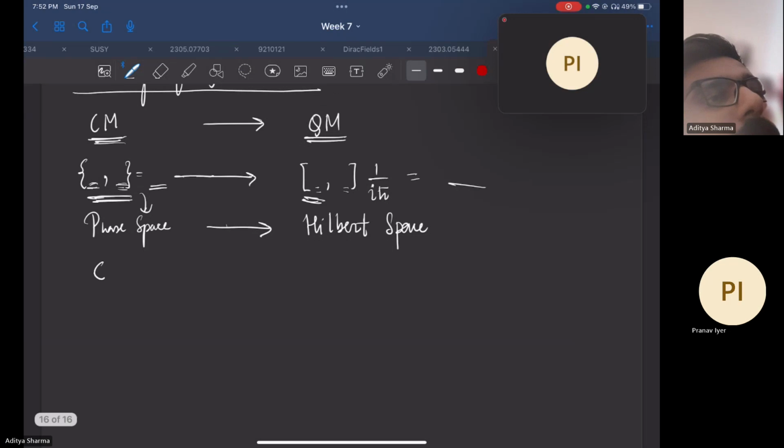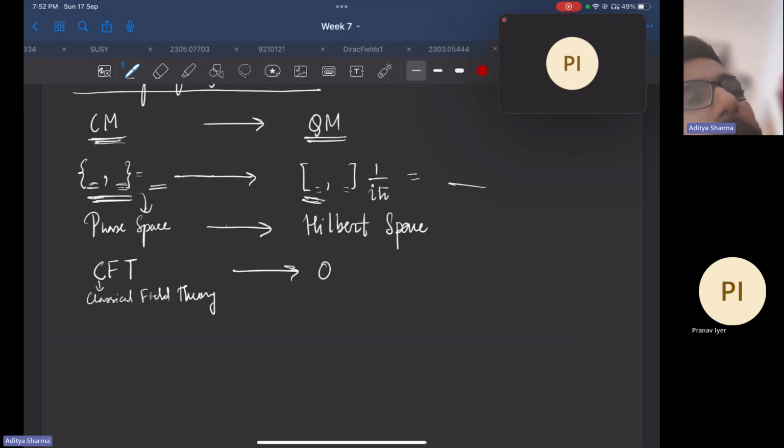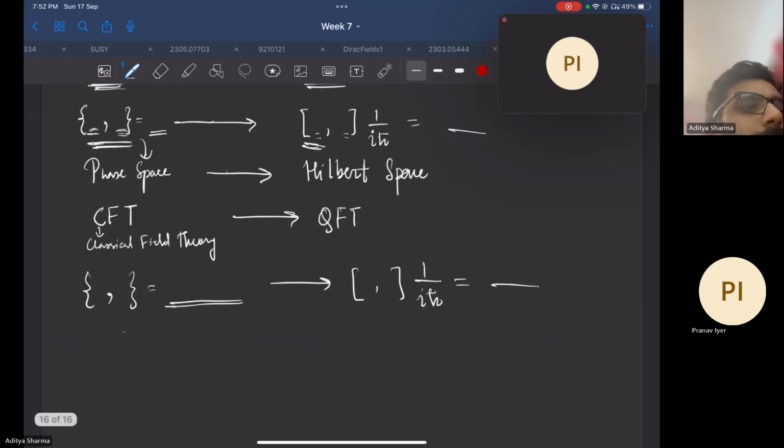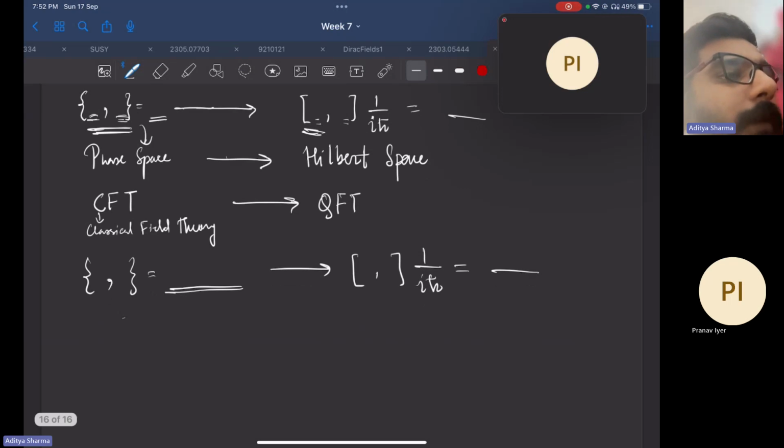Now, you have a classical field theory. Now you want to go from classical field theory to quantum field theory. You're going to do the same thing. You have Poisson brackets, which evaluate to something. You're going to promote these into commutators. You had some phase space, you're going to promote it to Hilbert space. The same idea, the same logic, works.